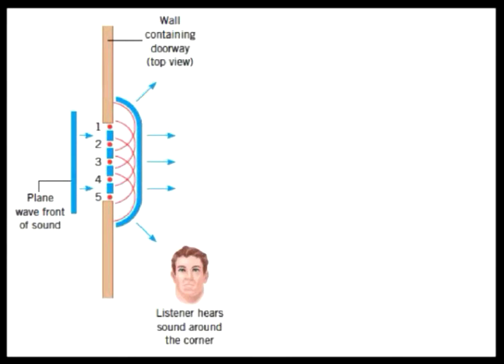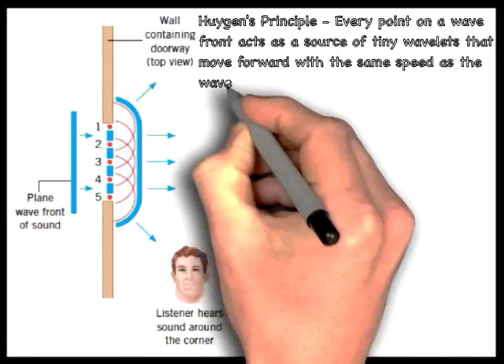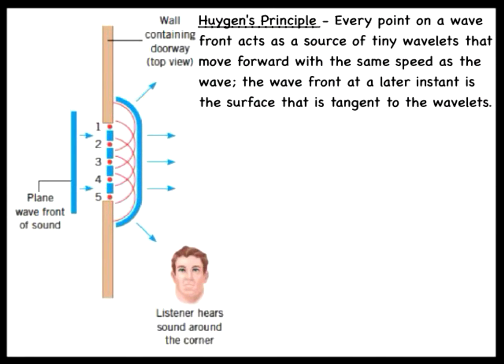To do this, we will incorporate Huygens' principle, which describes how a wavefront that exists at one instant gives rise to the wavefront that exists later on. This principle is stated as follows. Every point on a wavefront acts as a source of tiny wavelets that move forward with the same speed as the wave. The wavefront at a later instant is the surface that is tangent to the wavelets.